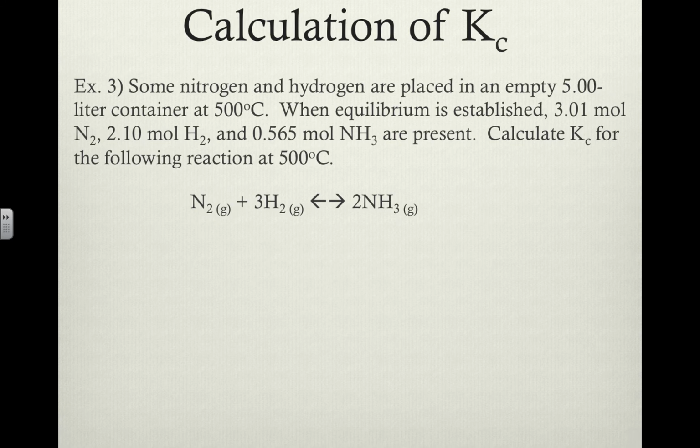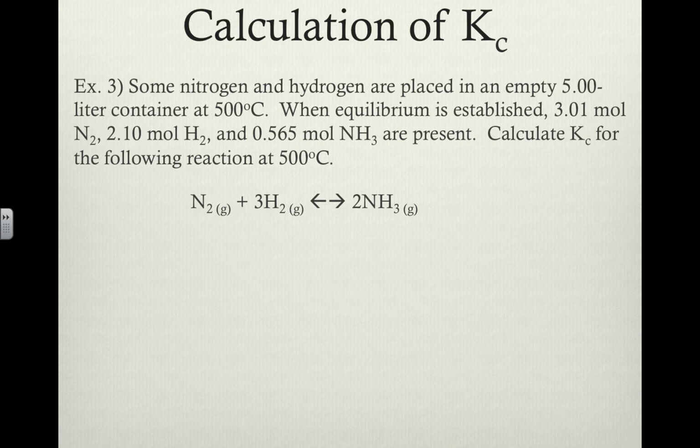Let's move on to actually calculating it. So nitrogen and hydrogen are placed in an empty 5-liter container at 500 degrees Celsius. When equilibrium is established, 3.01 moles of nitrogen, 2.1 moles of hydrogen, and 0.565 moles of ammonia are present.